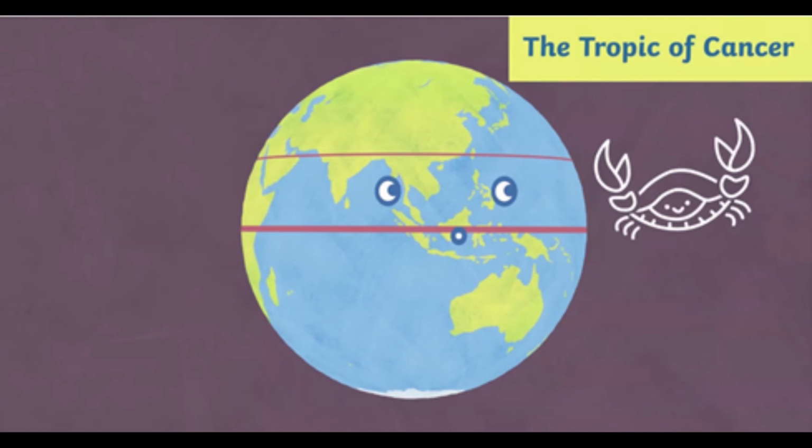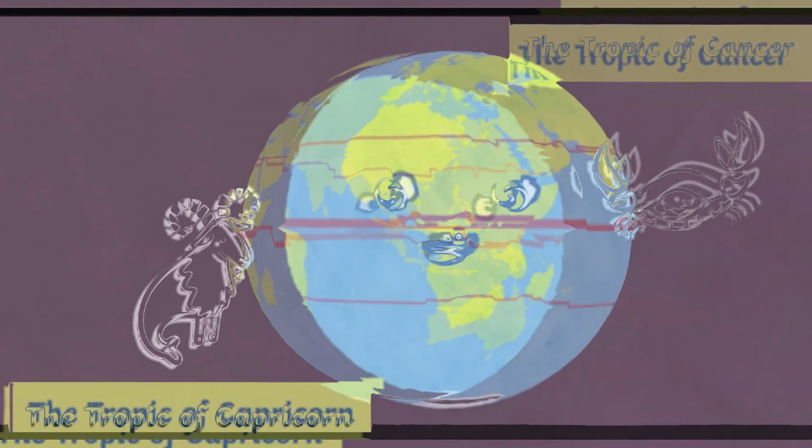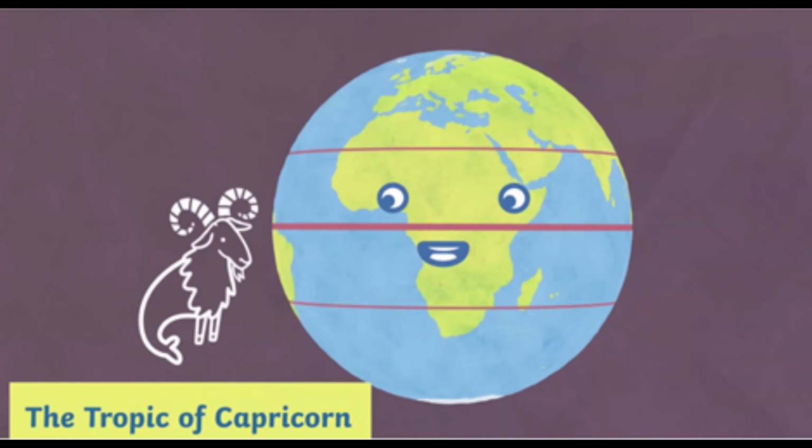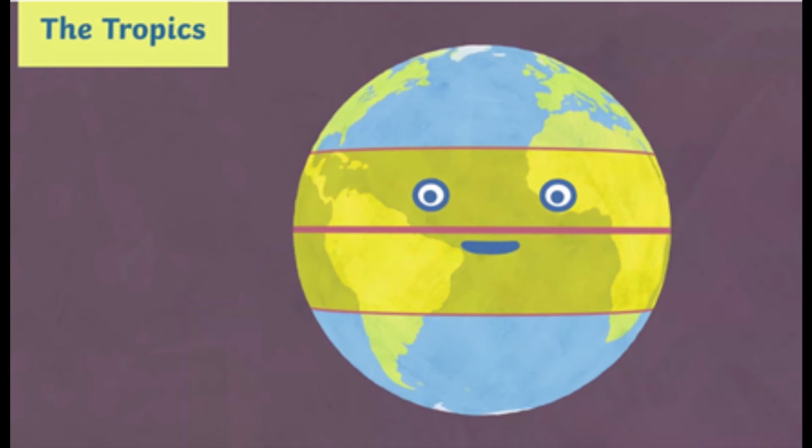Another important line of latitude is the Tropic of Cancer, which sits at 23.5 degrees north of the equator. Equally, the Tropic of Capricorn sits at 23.5 degrees south of the equator. The space between the Tropic of Capricorn and the Tropic of Cancer is called the tropics.